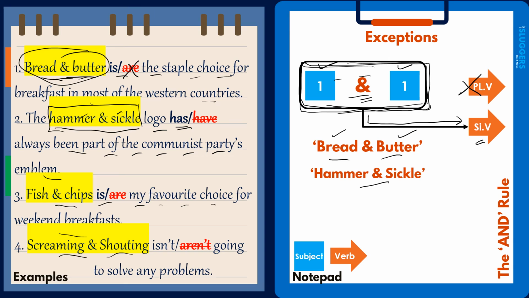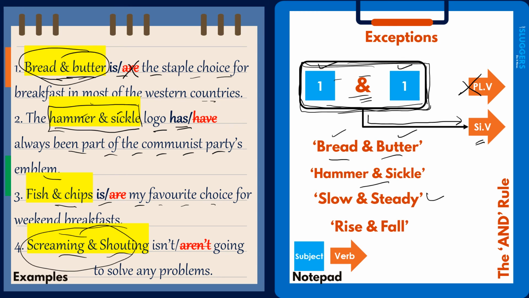Screaming and shouting isn't going to solve any problems. Aren't नहीं बोलेंगे आप, isn't बोलेंगे. It is considered as a single idea of being hysterical, right? और भी examples हैं इसके. Slow and steady, you say wins the race, right? Rise and fall of nations. है ना? तो ये और भी, these are some other examples now.